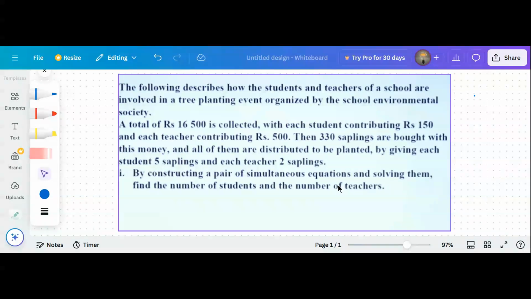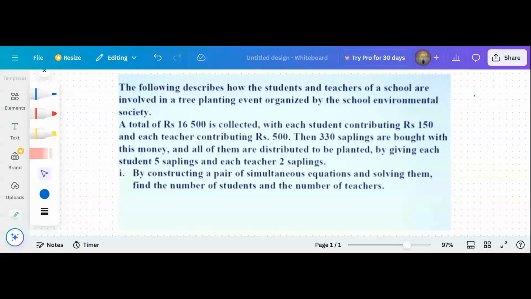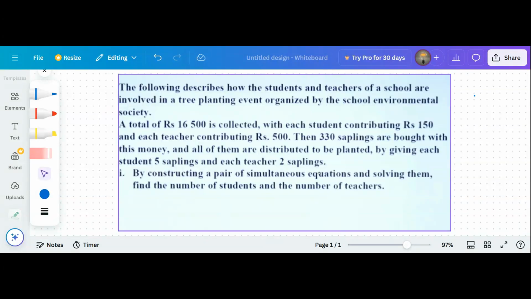So today we are going to see a simultaneous equation question. First of all, we'll read the question. It's an exam question. The following describes how the students and teachers of a school are involved in a tree planting event. So in a school there is an event.